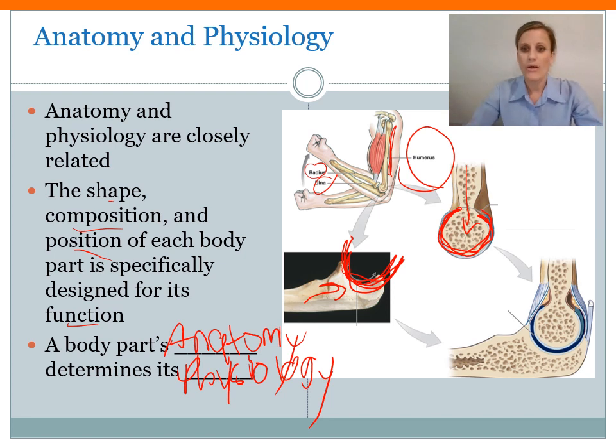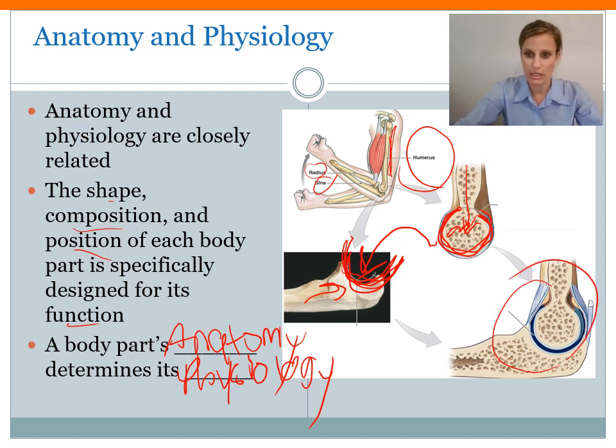Structure. We could also talk about how they come together. This rounded process of the humerus fits just inside that U-shaped depression. And that's what you see right here. Right, so that's anatomy. It's telling you how structures come together.